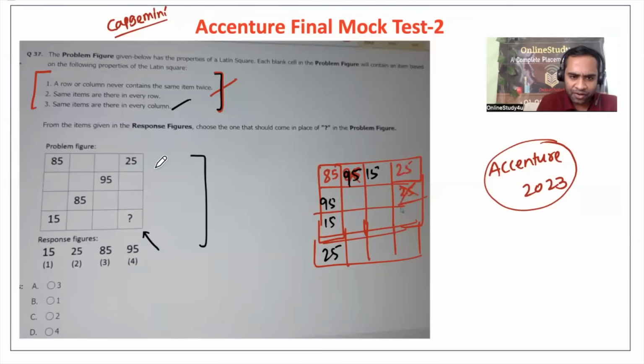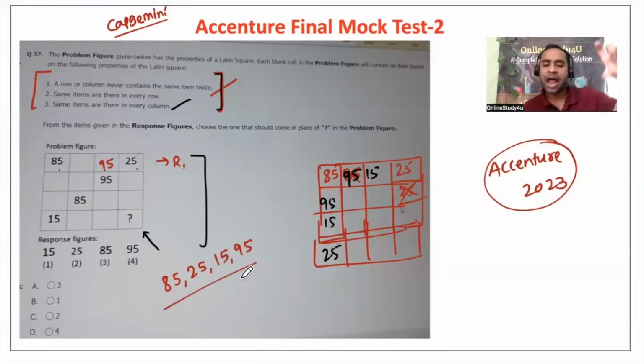Now, friends, if we analyze, this is definitely my row one. In row one, we have 85 and 25, so two numbers are missing. I have a total of four numbers: 85, 25, 15 and 95. All these four should be in every row and every column. So what I'm going to do is put 95 here.